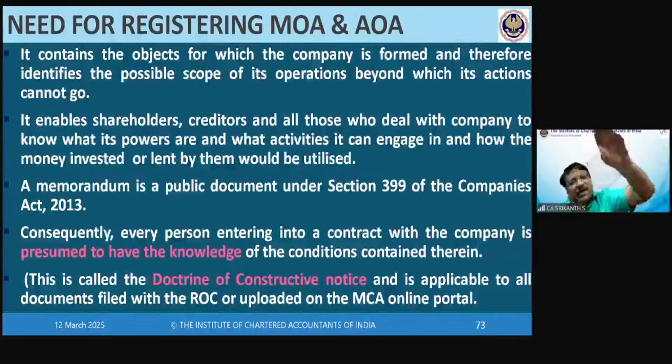You can go to the MCA site and see it. You can view the company's basic data. In case you want more, then they may charge you. If you want copies, they may charge you. But even then, it will be very nominal. And most of it is available and you can download it. So every person entering into a contract with the company is presumed to have the knowledge of the conditions. So the minute a document becomes a public document under Section 399, it is presumed.